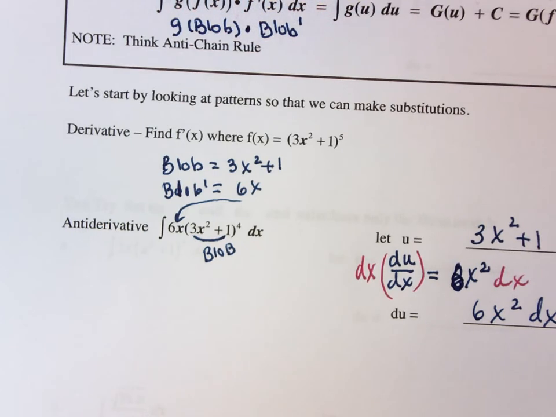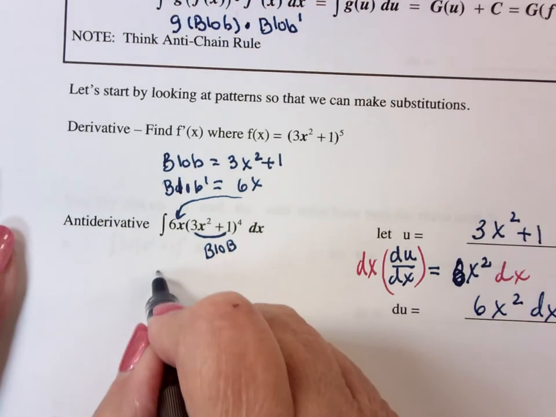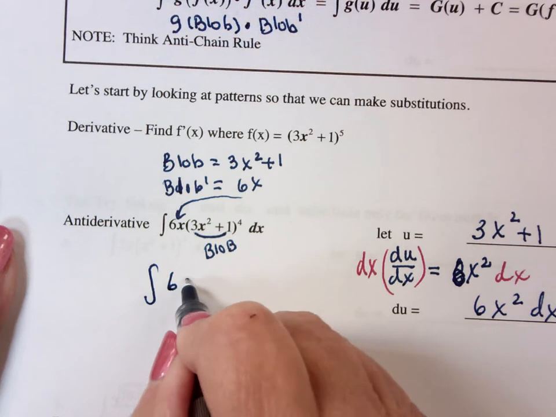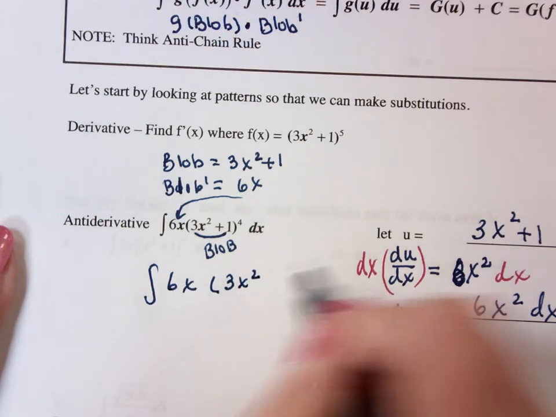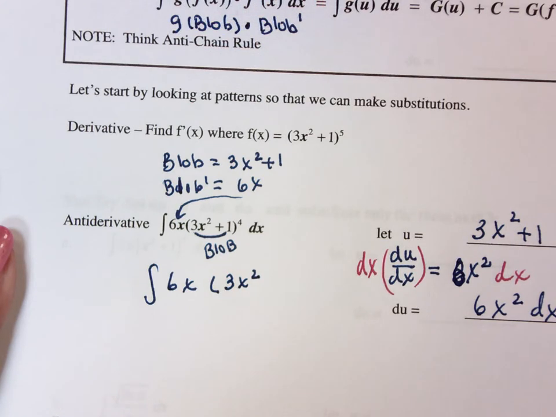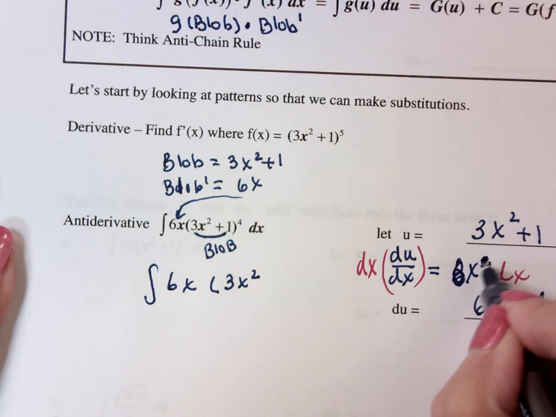Now I go about to make the substitution. I'm going to rewrite this guy so I can write on top of him. Why is it 6x squared? Oh, it's only 6x. Okay.